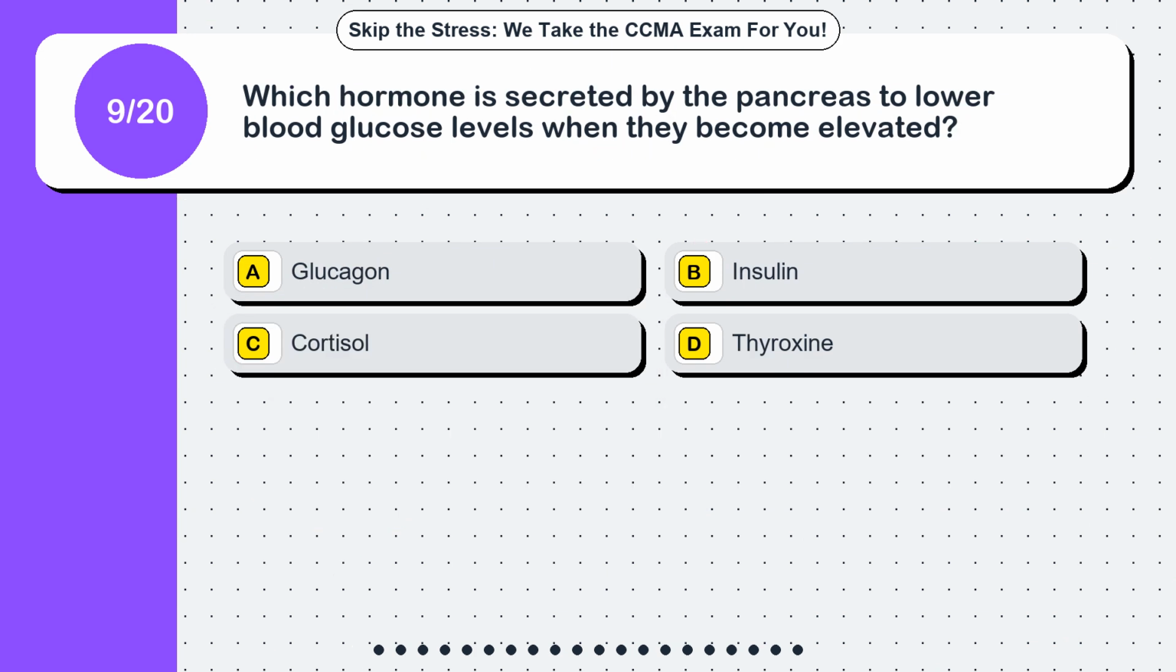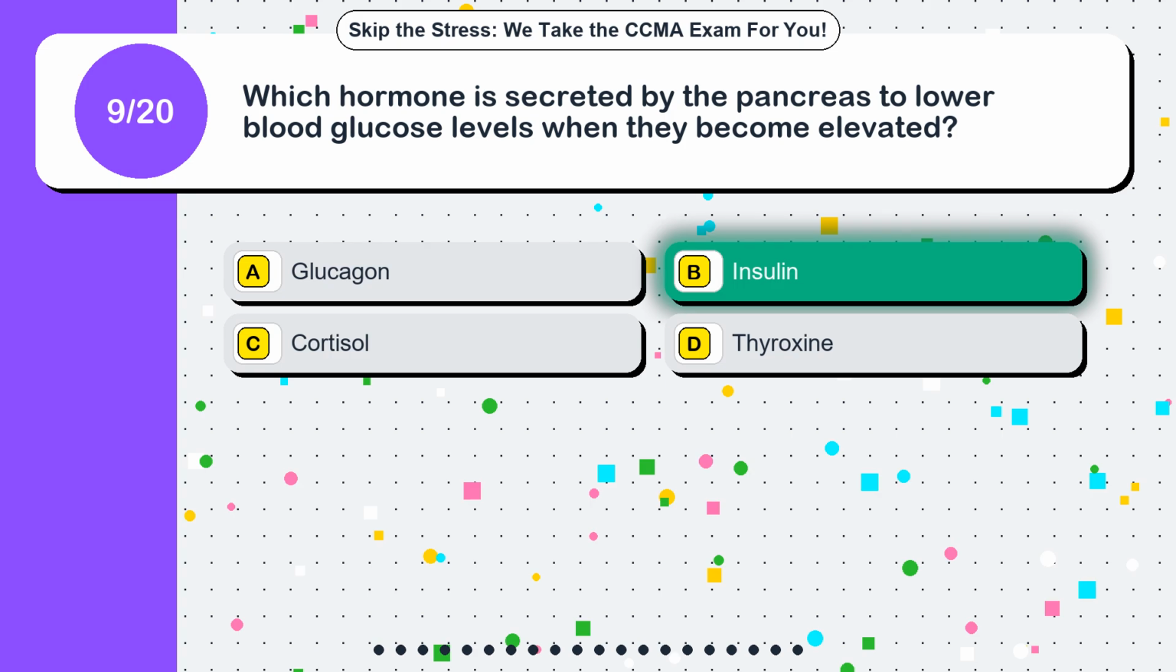Question 9. Which hormone is secreted by the pancreas to lower blood glucose levels when they become elevated? Option A, glucagon. Option B, insulin. Option C, cortisol. Option D, thyroxine. The correct answer is option B, insulin.